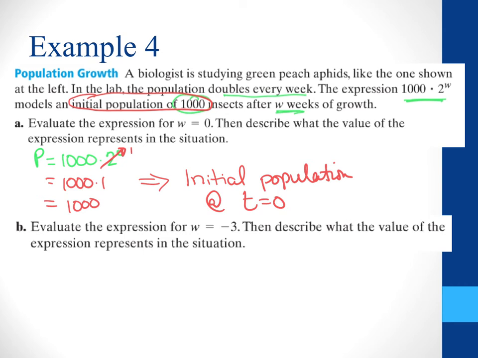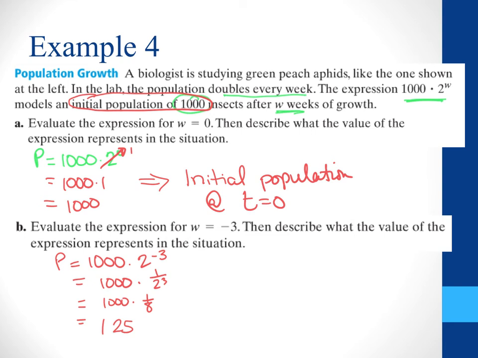For part B, it says evaluate the expression for when W equals a negative 3, then describe what the value of the expression represents in this situation. So here, we're looking at our population as being equal to 1,000 times 2 to the negative third power. So what this really means is I have 1,000 times 1 over 2 to the third, or 1,000 times 1/8, which is going to give me 125 when it's all said and done.